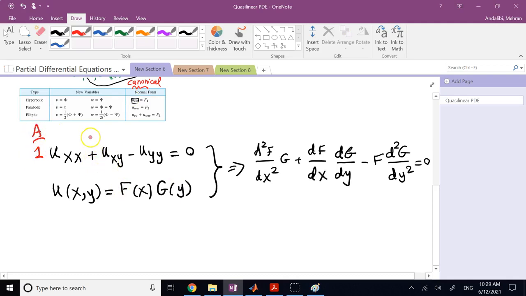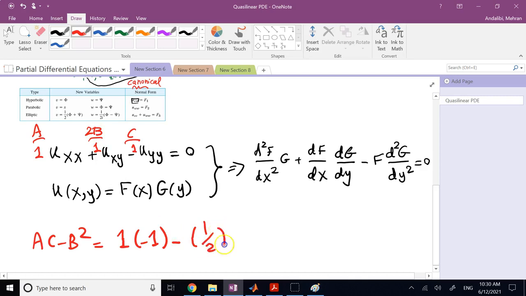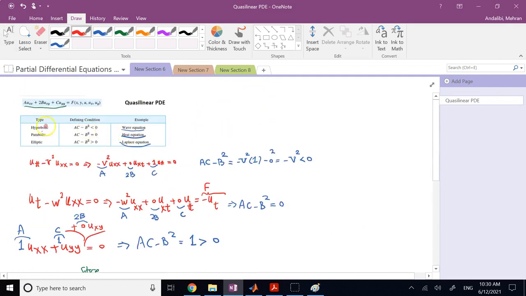The coefficient 2b is also 1. And the coefficient c here clearly is negative 1, right? So if I form that kind of discriminant, which was ac minus b squared, it is going to be 1 times negative 1, correct? And then minus b squared. And b here, 2b is 1, so b is 1 half. So this is going to be this guy squared. And clearly, this is going to be negative 5 over 4, which is negative, and negative means... hyperbolic. It is hyperbolic.